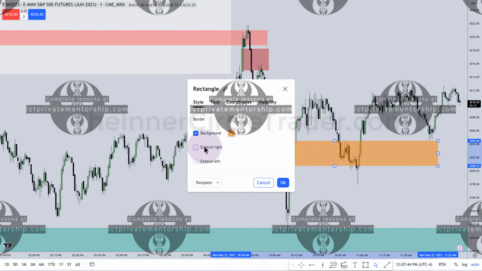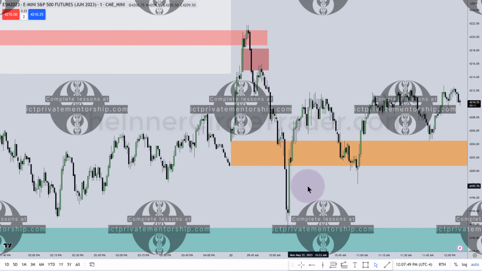I always like to do the extend right when I'm doing opening range gaps or the variance of the opening range gap, which I've mentioned in lectures. There'll be more detail with it.